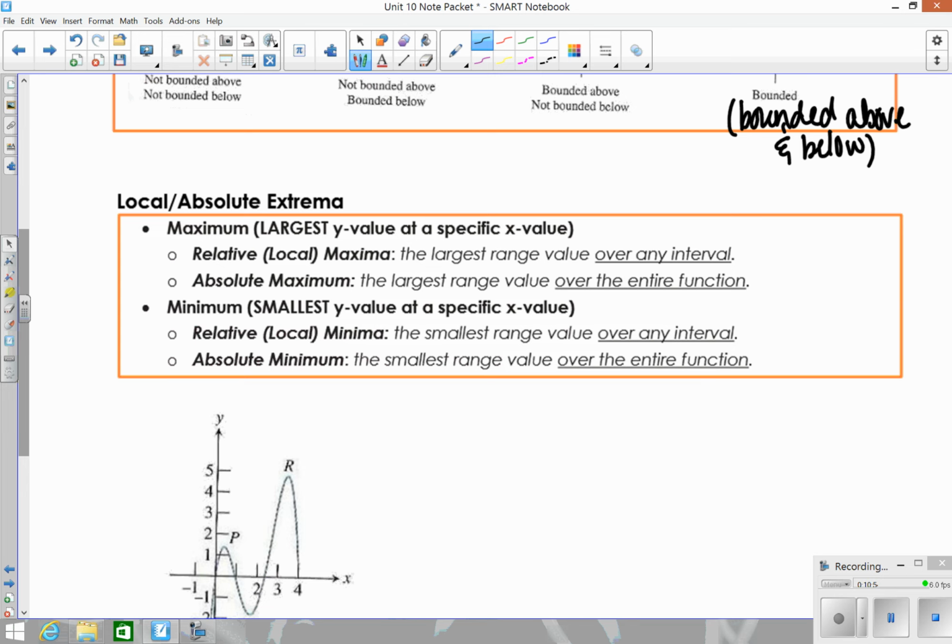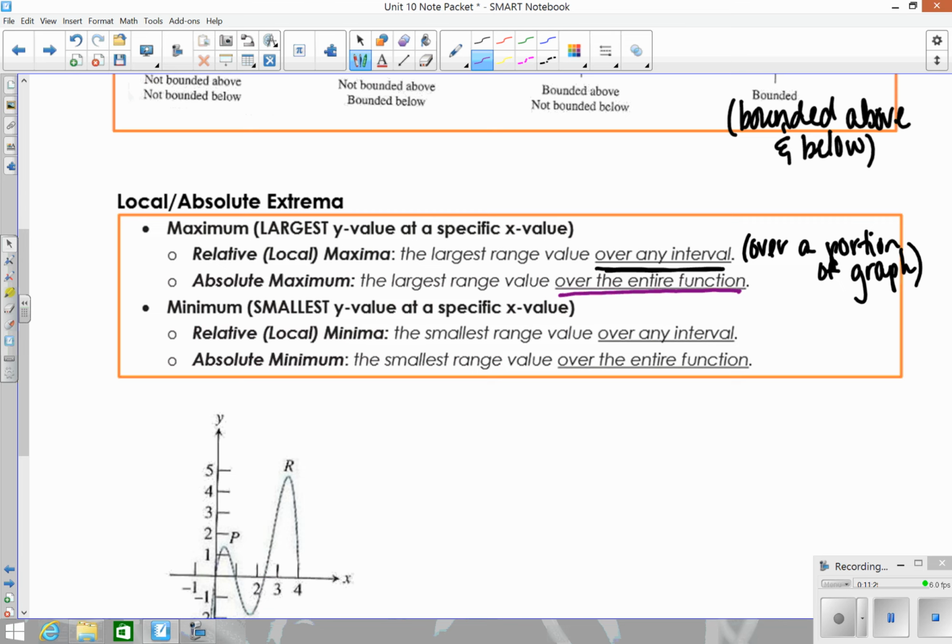So maximum is going to be the largest y value. And we have two types. We have the relative or the local, and then we have the absolute. The difference is the relative is over any interval, so it's over a specific interval, so just a portion of the graph. So this is over a portion of the graph, whereas when we're looking at the absolute, that's over the entire function. So that means it's the absolute highest point over the entire graph.